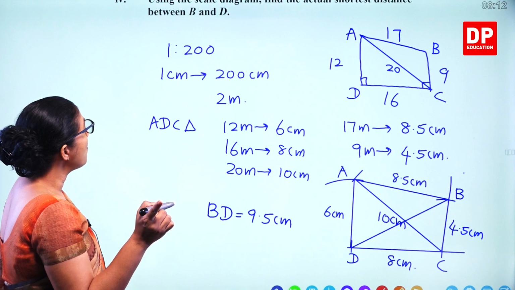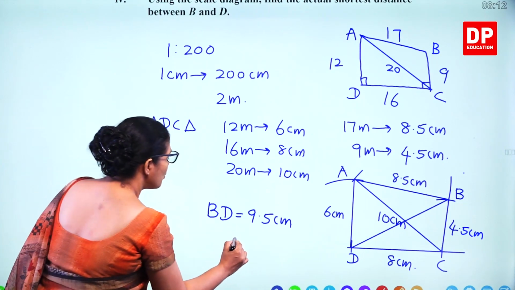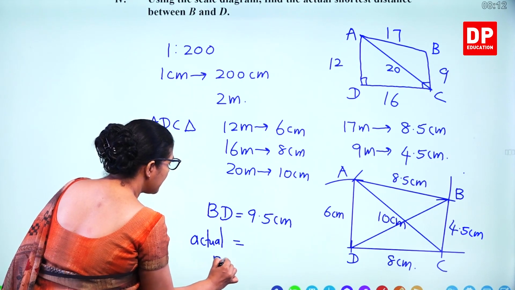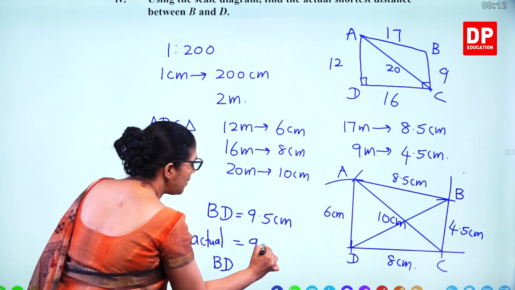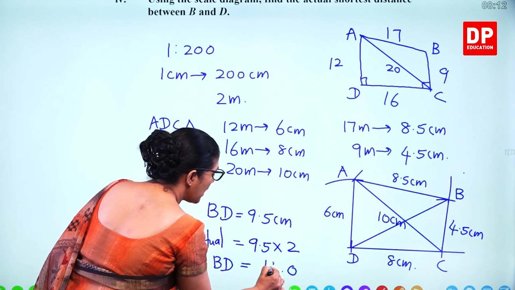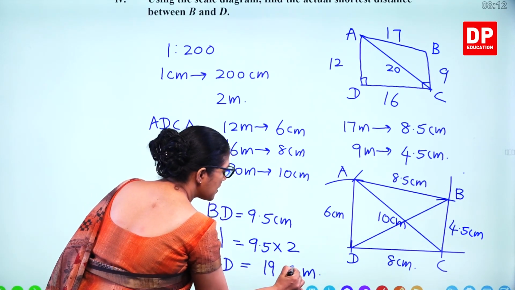So how do you convert to meters? You have to multiply by 2. So the actual BD length is 9.5 multiplied by 2, 19 meters.